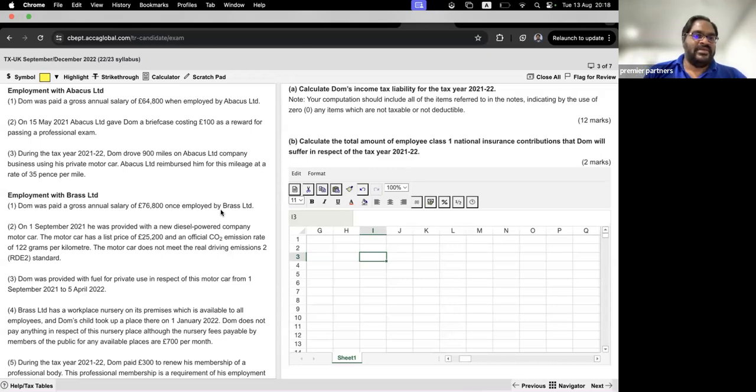I agree. Third one, during the tax year, Dom drove 900 miles on Abacus Limited's company business using his private motor car. Abacus Limited reimbursed him for this mileage at a rate of 35 pence per mile. So what will happen now? Do we have a taxable benefit here? Is there a taxable benefit in this case?